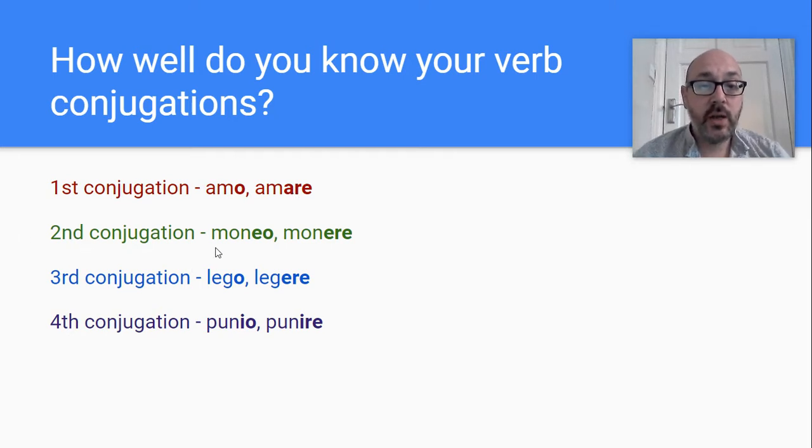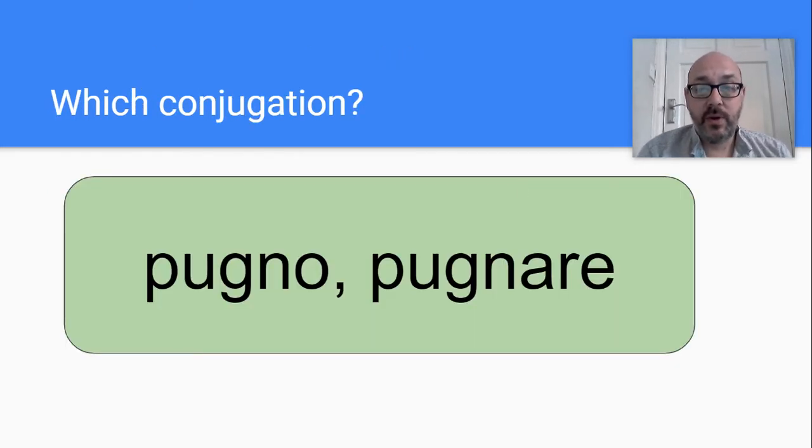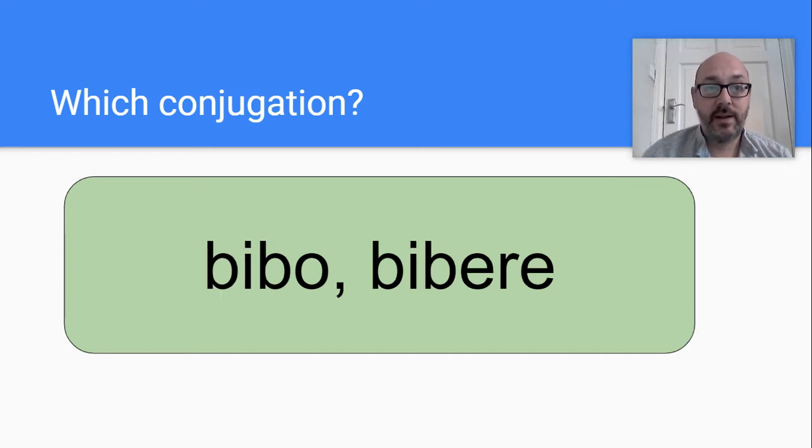The second conjugation, moneo, monere, has the E in the stem, in the ending, sorry. Lego, legere, third conjugation. Punio, punire, fourth conjugation. So what we're going to do is I'm going to put some verbs up on the screen. I want you to tell me what conjugation they are. Don't be afraid to yell them out at the screen. Okay, here we go. Pugno, pugnare. What's the conjugation? That's right, it's first conjugation.